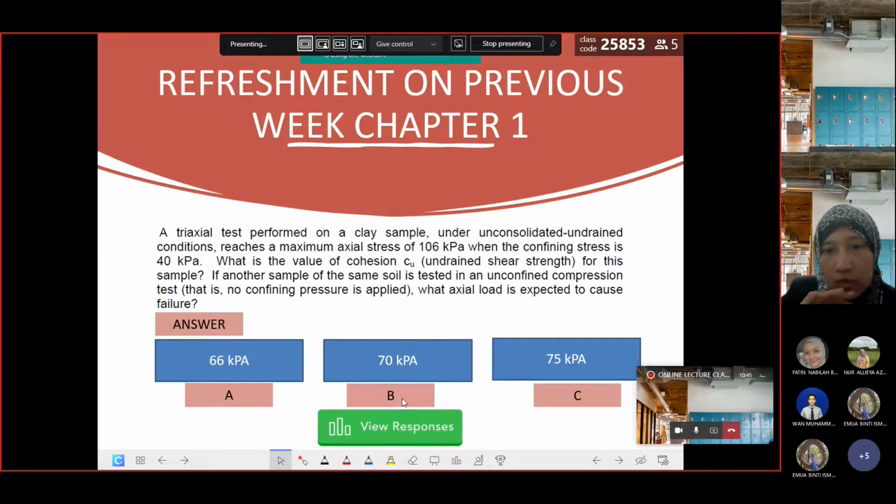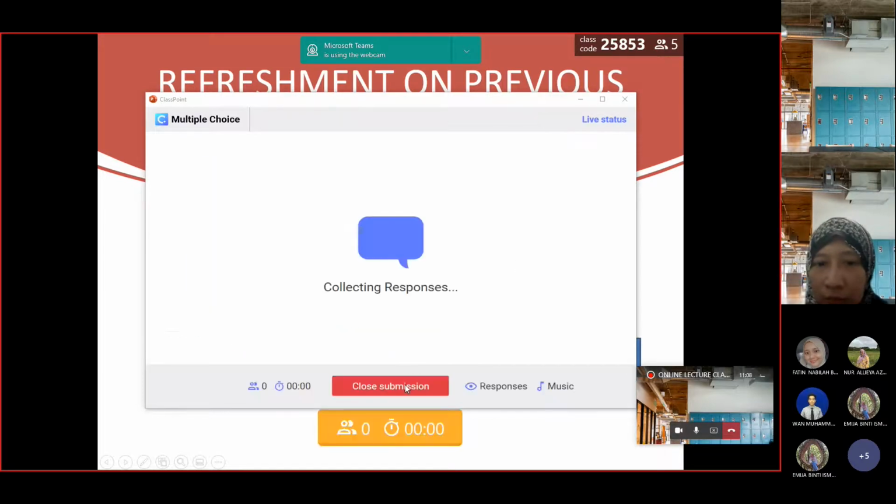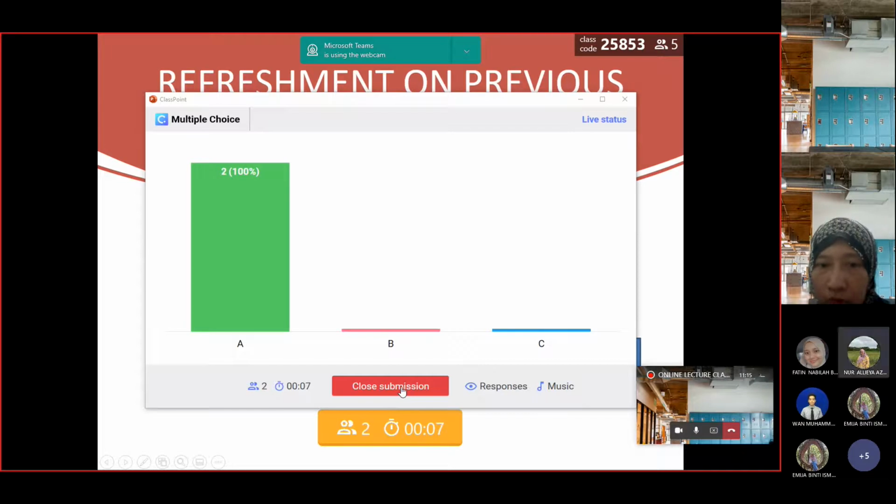If another sample of the same is tested in an unconfined compression test, what is the axial load that caused the failure? So if you really answer the questions, I think the simple way is that you tak perlu buat calculations pun kan, you dah tahu jawapan dia. A. Okay, yang ni jawapan for the previous one actually sebenarnya. Tapi tak apalah, saya just nak tunjuk apa yang you attend, apa yang you buat.